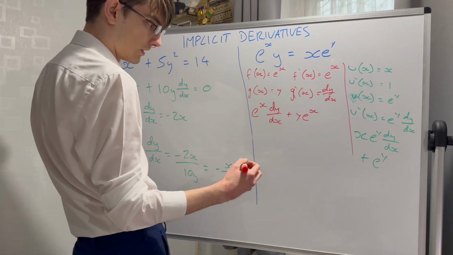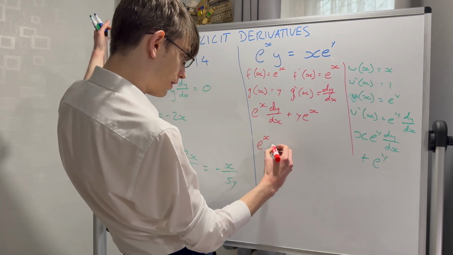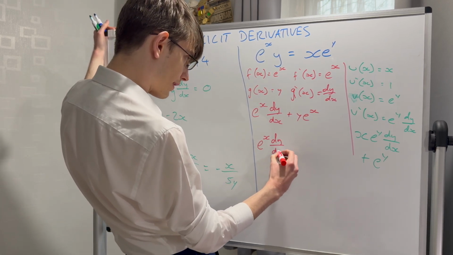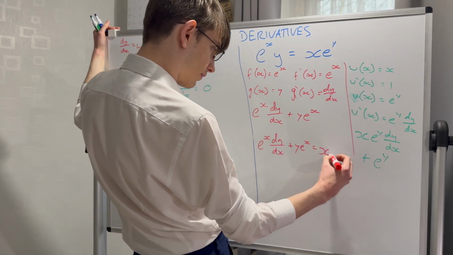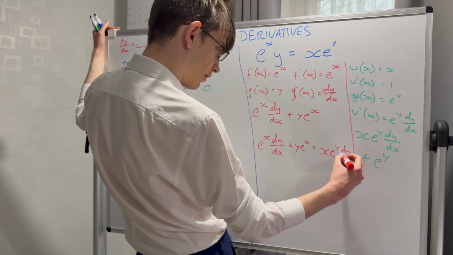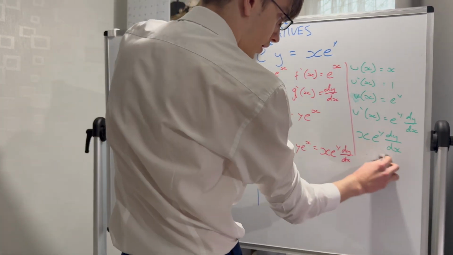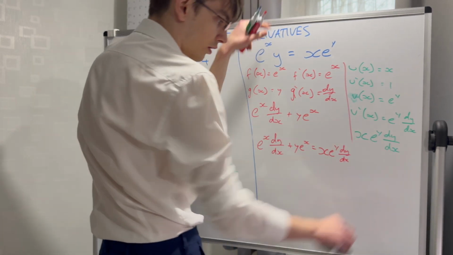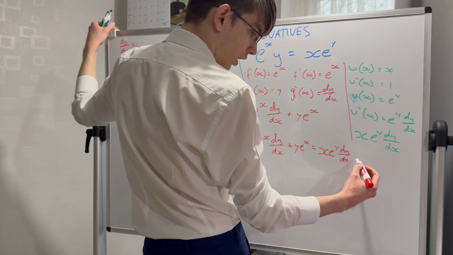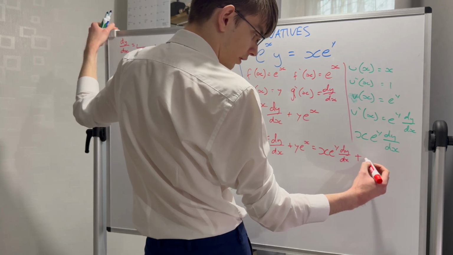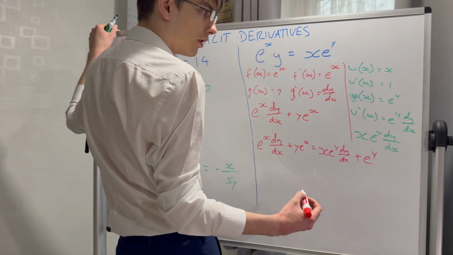So how can I write this out best? I'm trying to use my space properly. e to the x dy by dx plus y e to the x equals x e to the y dy by dx, and I might have to just rub this out, I'm afraid. Luckily, you can go back in time and see it whenever you want. Unluckily, I've forgotten what was here. It would have been 1 times e to the y. There we go. Yeah, that's it.